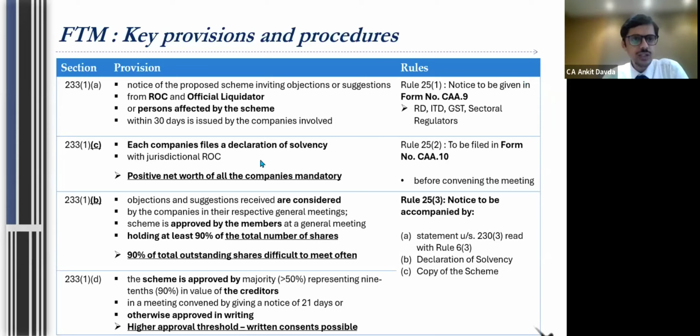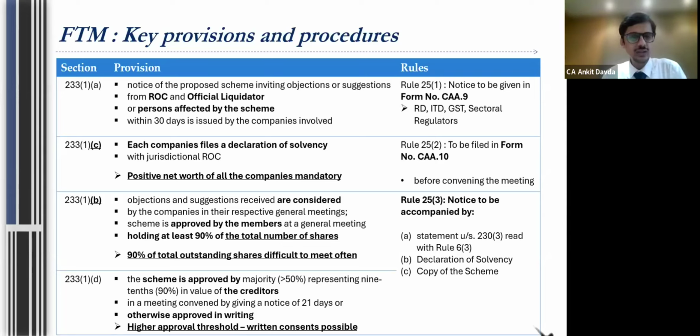Under 233(1)(a), it says that before the company approves a scheme of arrangement, companies should send notice of the proposed scheme inviting objections or suggestions from the ROC and OL or persons affected by the scheme. This is the language of the section. When we say provision, we refer to whatever is written in the law, and obviously we also discuss simultaneously what we need to do practically.